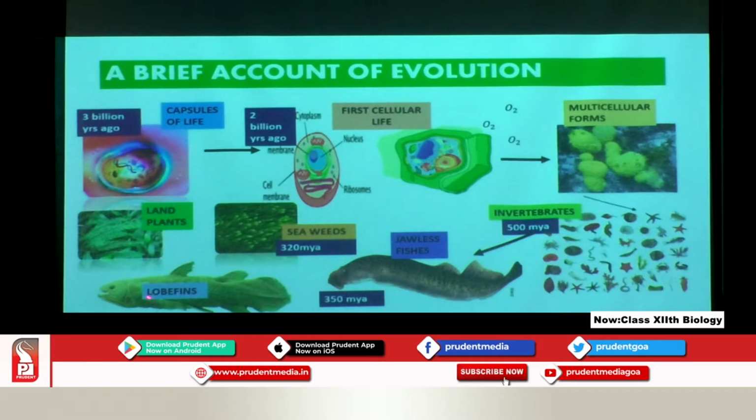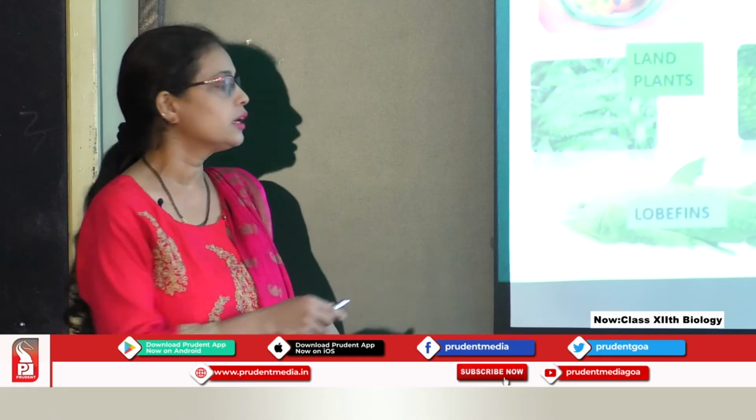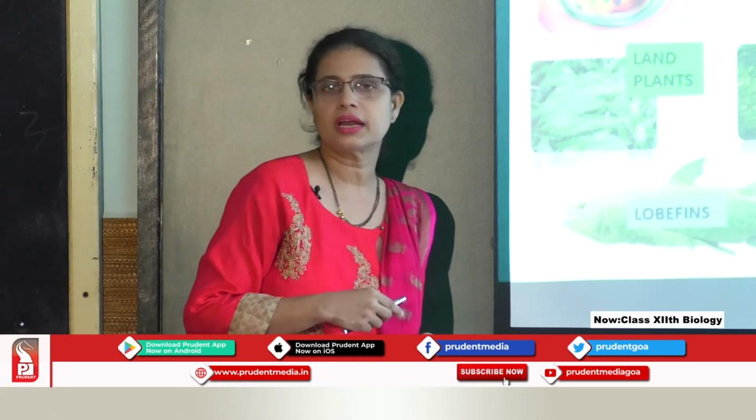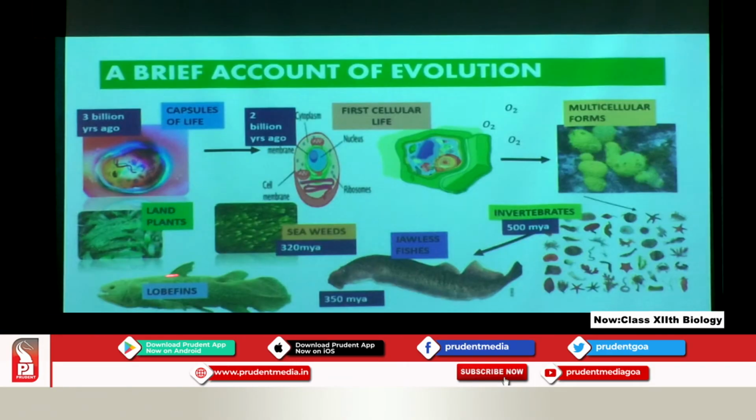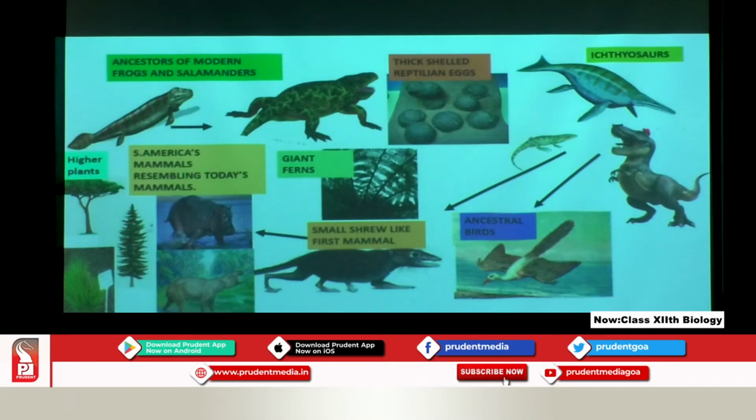So it is believed that these lobe fins, the majority of them, have become extinct. In fact, it was believed that they all had become extinct, but in 1938 a coelacanth, that is a lobe fin, was found. So it is believed that some species are still living. So the lobe fins could have evolved into ancestors of modern frogs and salamanders because of that particular lifestyle that I told you. And then from this came the reptiles. From the amphibians came the reptiles.